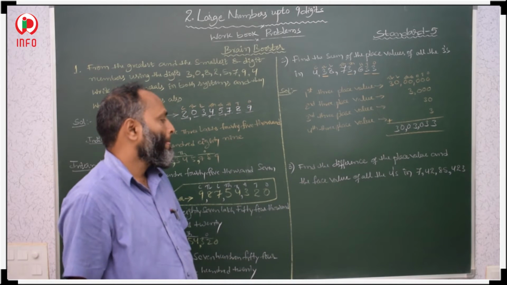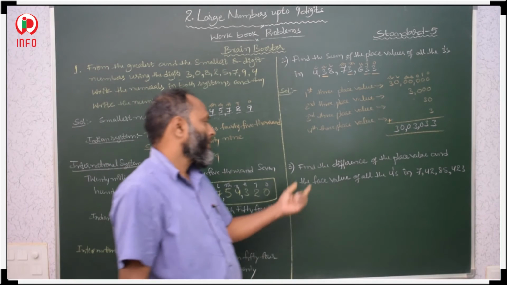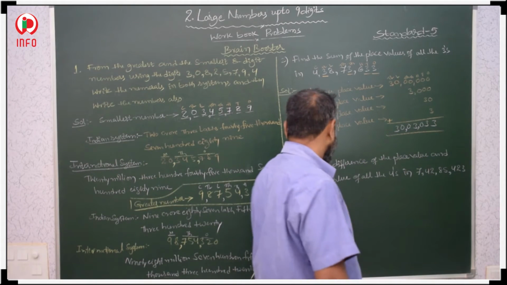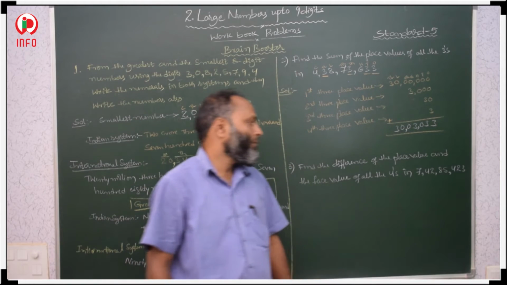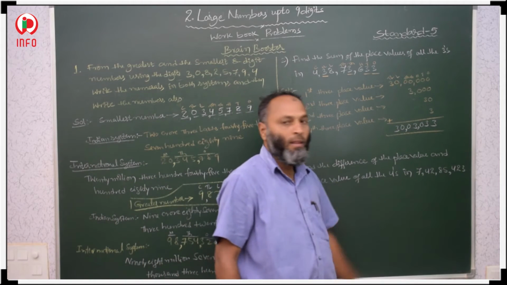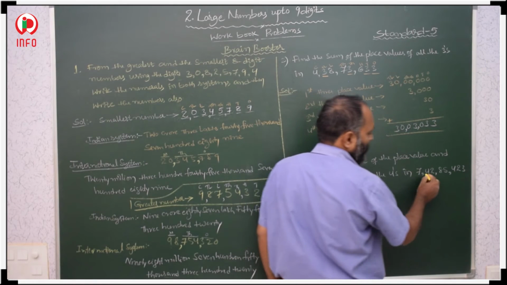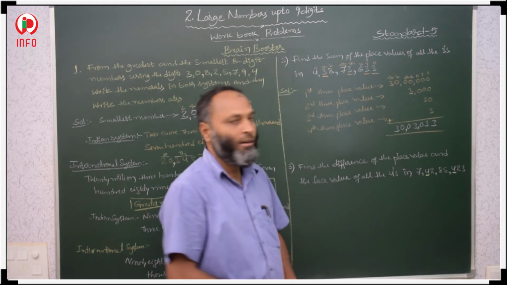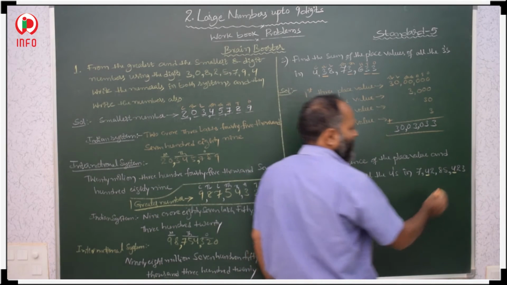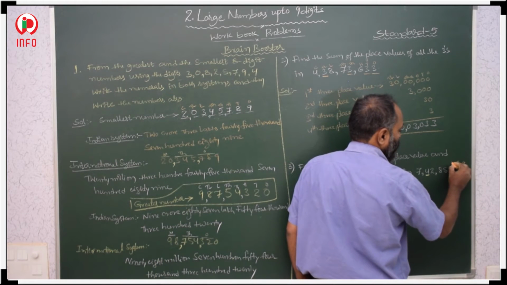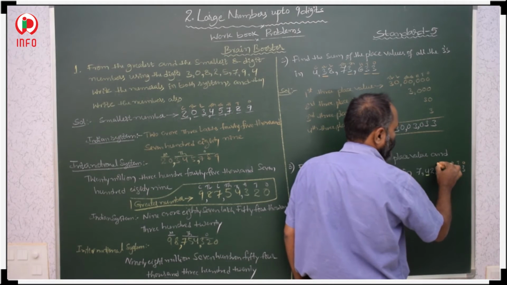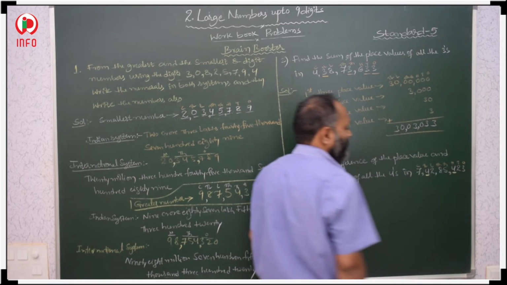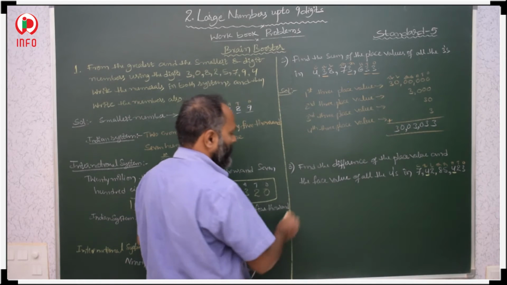Now the third question. Find the difference of the place values and the face value of all fours in this. Place value and face value here. How many fours were there? 2 fours were there. This is in ones, tens, 100, 1000, 10,000, lakh, 10 lakh and crore. Now solution.